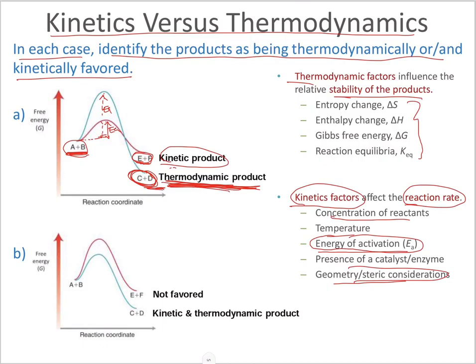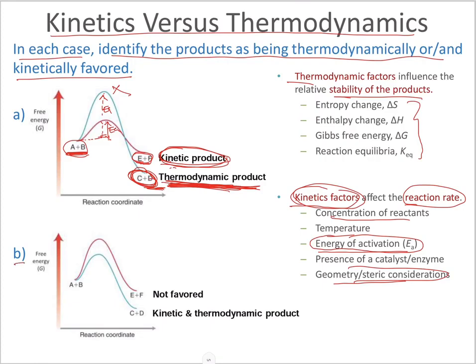So we say that this is going to be a kinetic product because it is favored by a lower activation energy. It's favored by the kinetic factors. While the other one, the thermodynamic product, is not favored by the kinetic factors, but only by the thermodynamic factors.